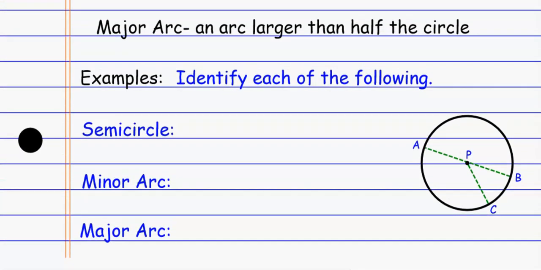For example, here it says identify each of the following. So let's identify a semicircle. In order to label arcs, we label the points and then put an arc over the top. For this one, I might try saying something like arc AB. Now, here's the thing. That's not very specific. How do I know if I'm talking about this arc or this arc? If we want to specify between the two, we use a third value.